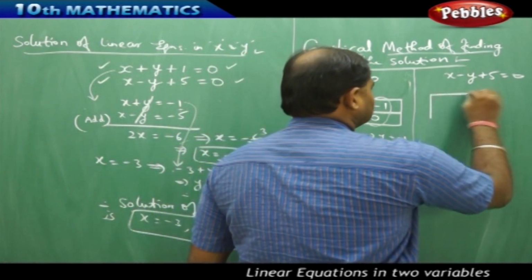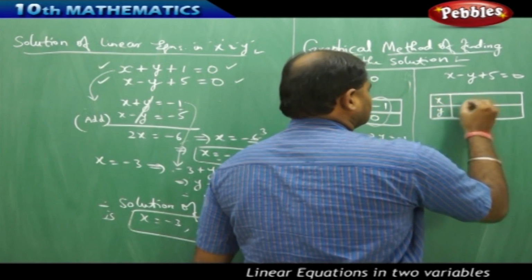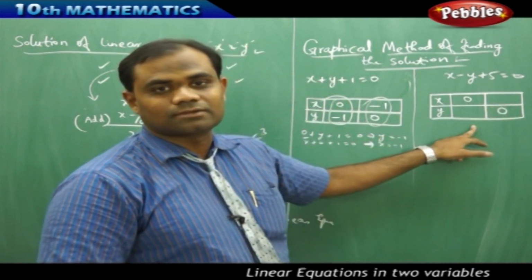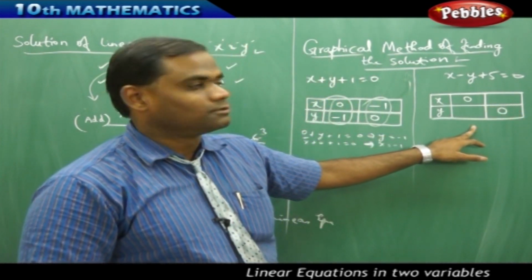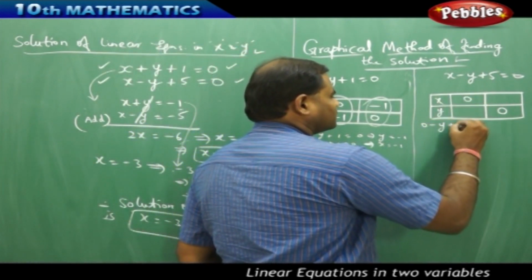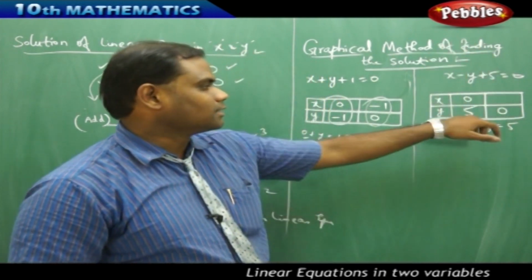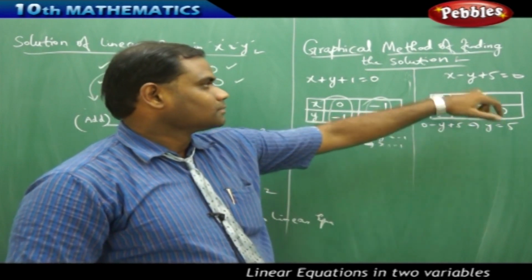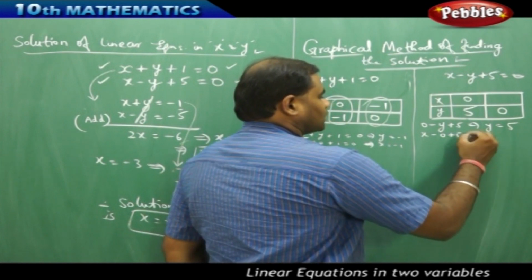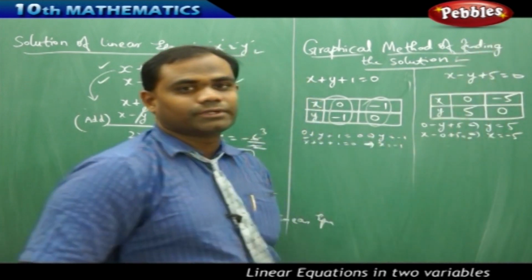So taking the table with each of x and y, I find the corresponding x and y values and fill up the table. Here, when x is 0, I get y equal to 5. So when x is 0, my y is 5, as substituted here. And similarly, when y is 0, this implies x is -5, which I get out here.